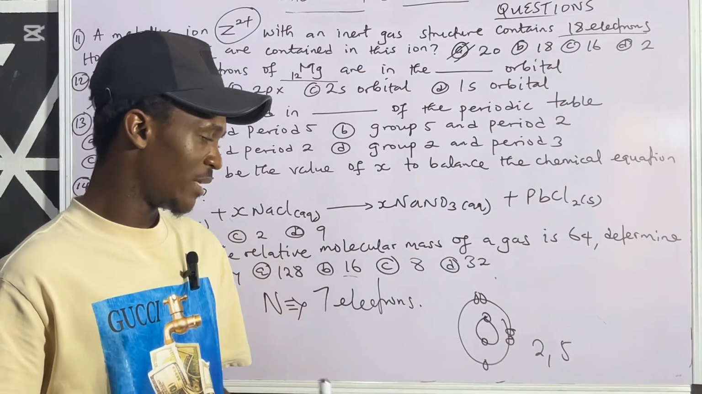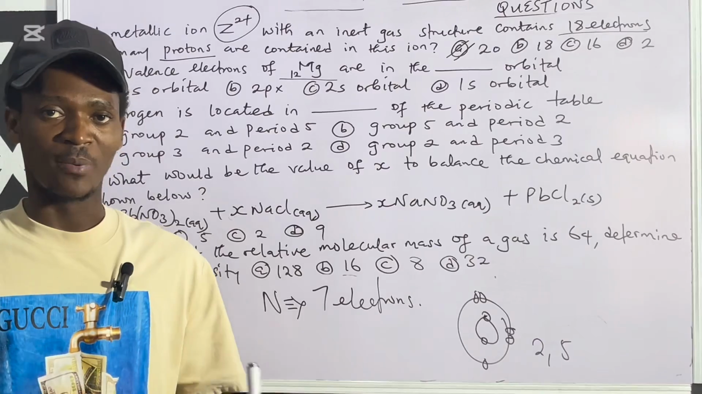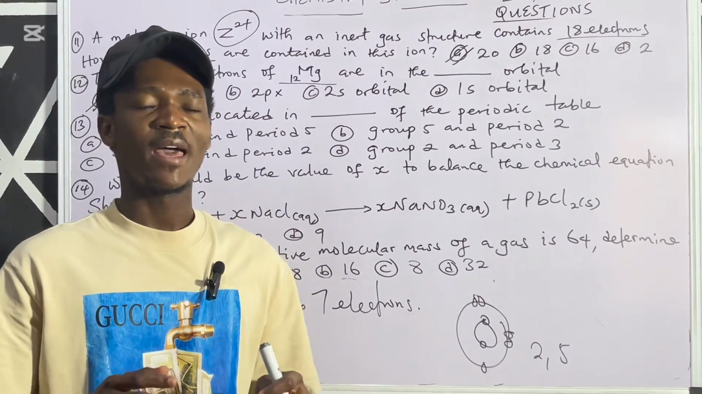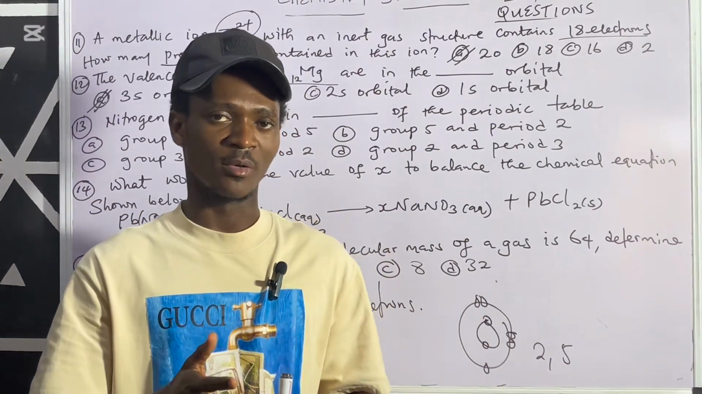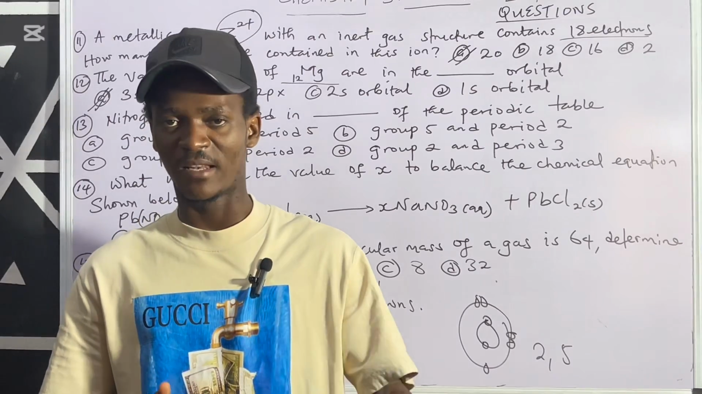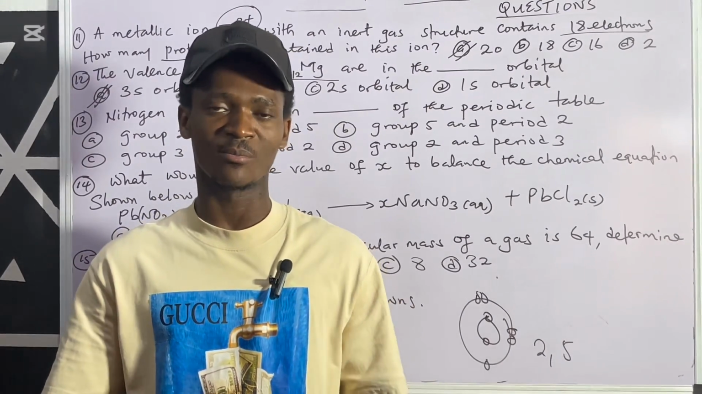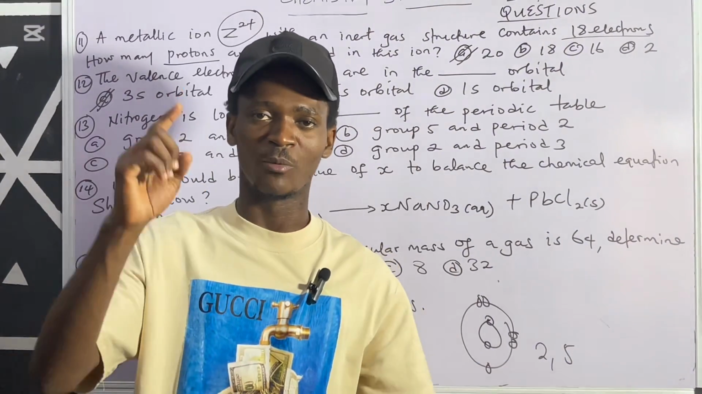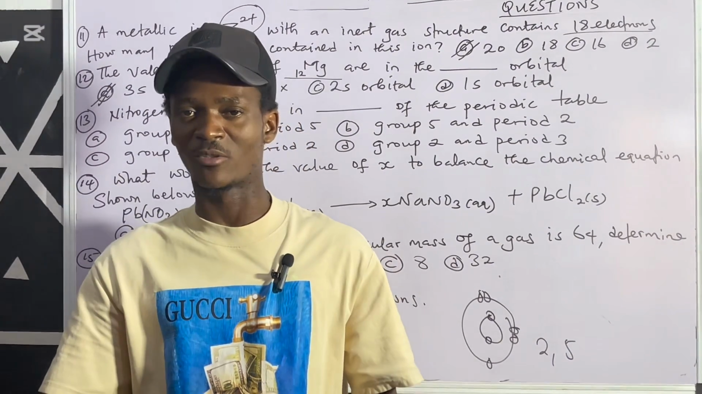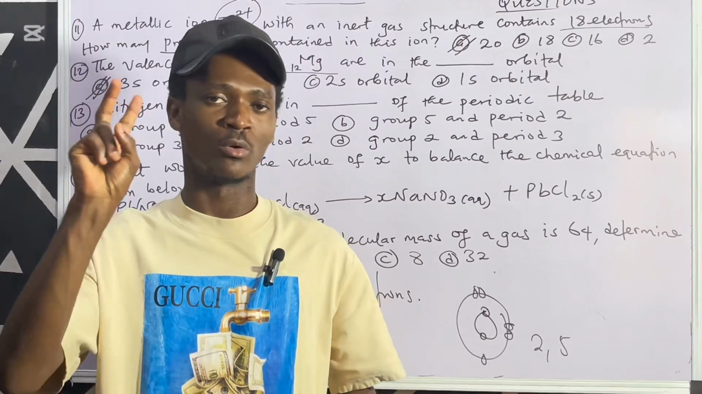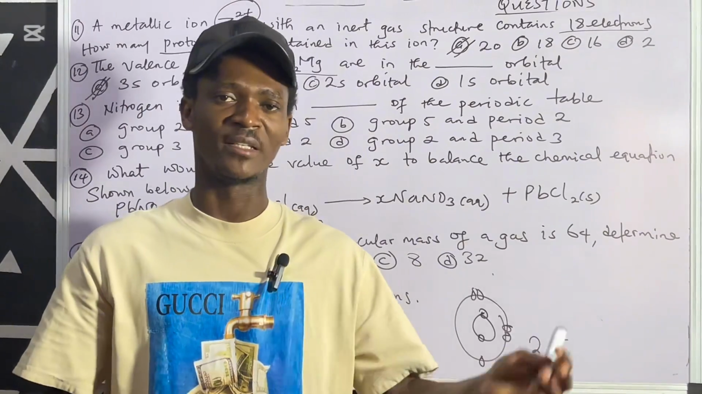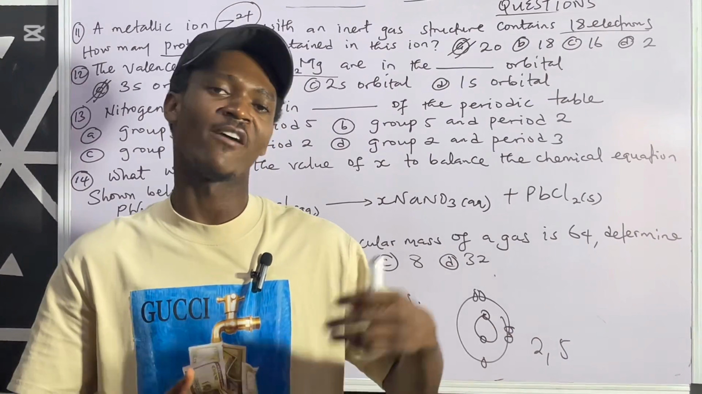All you simply do is, since they are asking you for group and period, now normally, elements in the same group have something in common. And what's that? They have the same valence electrons. I've explained what valence electrons are. Outermost shell electrons, meaning group 1 elements, all of them will be having 1 as their valence electrons. Then group 2 elements will be having what? 2. That's how it works. Group 3, 3. Group 4, 4. Group 5, 5. You get?